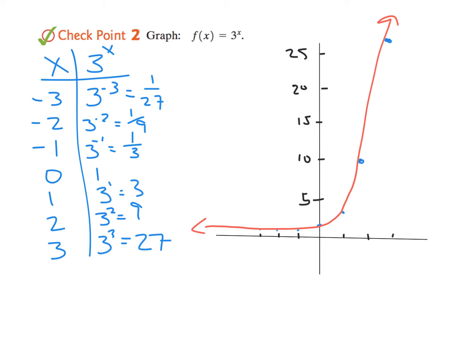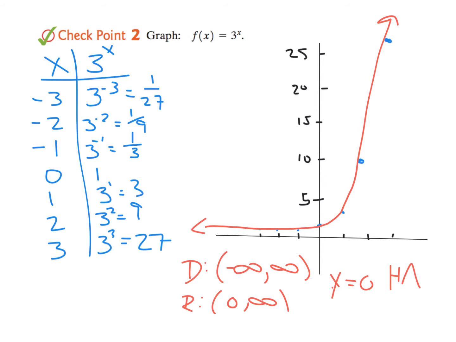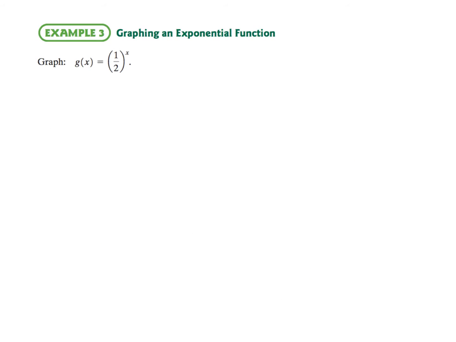What I'd like to make sure we all understand here is that this goes forever in both the negative x direction and the positive x direction. So the domain here will be from negative infinity to positive infinity. The range here is from 0 to infinity. And I want to point out that the line y equals 0 is a horizontal asymptote.